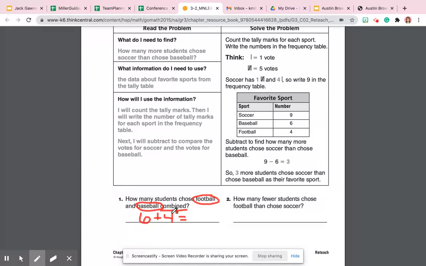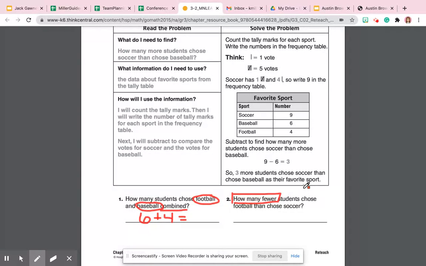How many fewer students chose football than chose soccer? So remember, we're going to go to those operation clues. And we're going to box them. How many fewer? I know how many fewer tells me that I'm going to do subtraction. So I'm going to look at the score for football, and I'm going to look at the score for soccer.